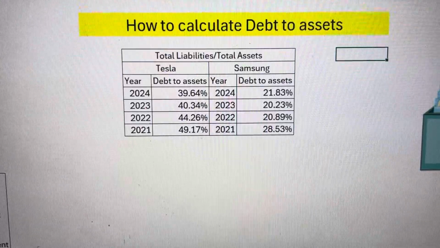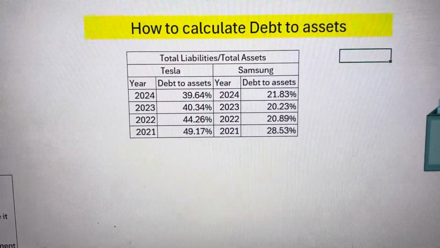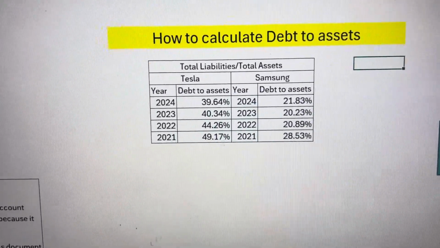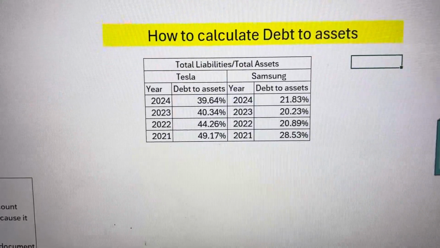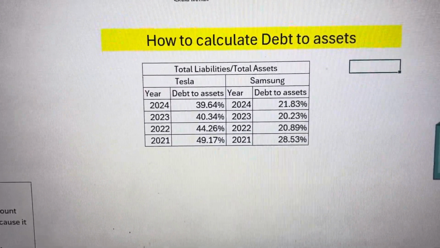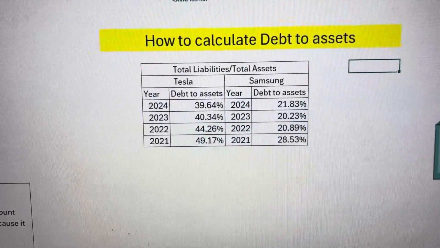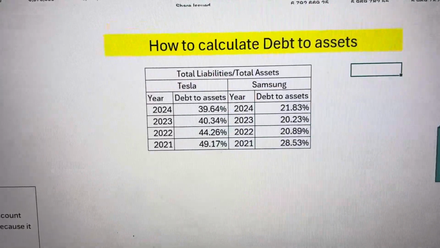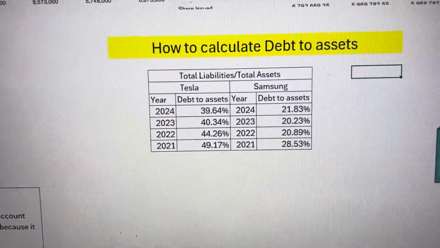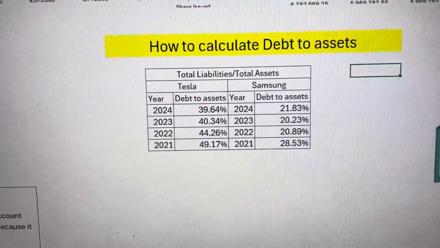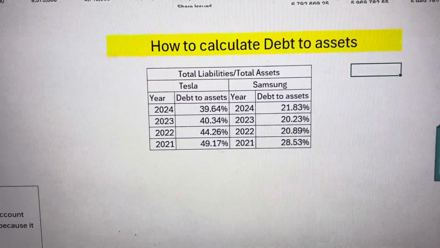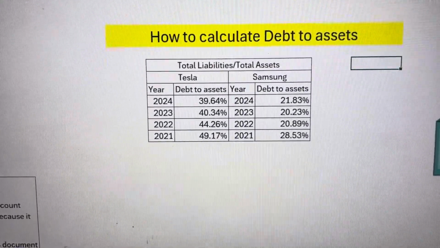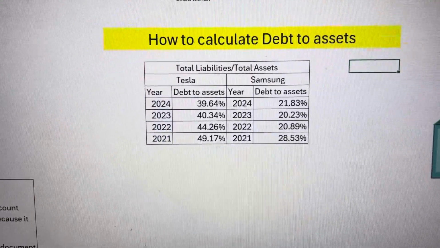And as you can see, both companies have increased their level of confidence in terms of being able, if we were bankers, of giving them loans. The debt to assets ratio of Tesla is 39%, which means that of the total assets, 39% are supported by debt. And in the case of Samsung, 21%, almost 22%. It's interesting for me to see that these companies are not searching to have a lot more debt compared to their assets.